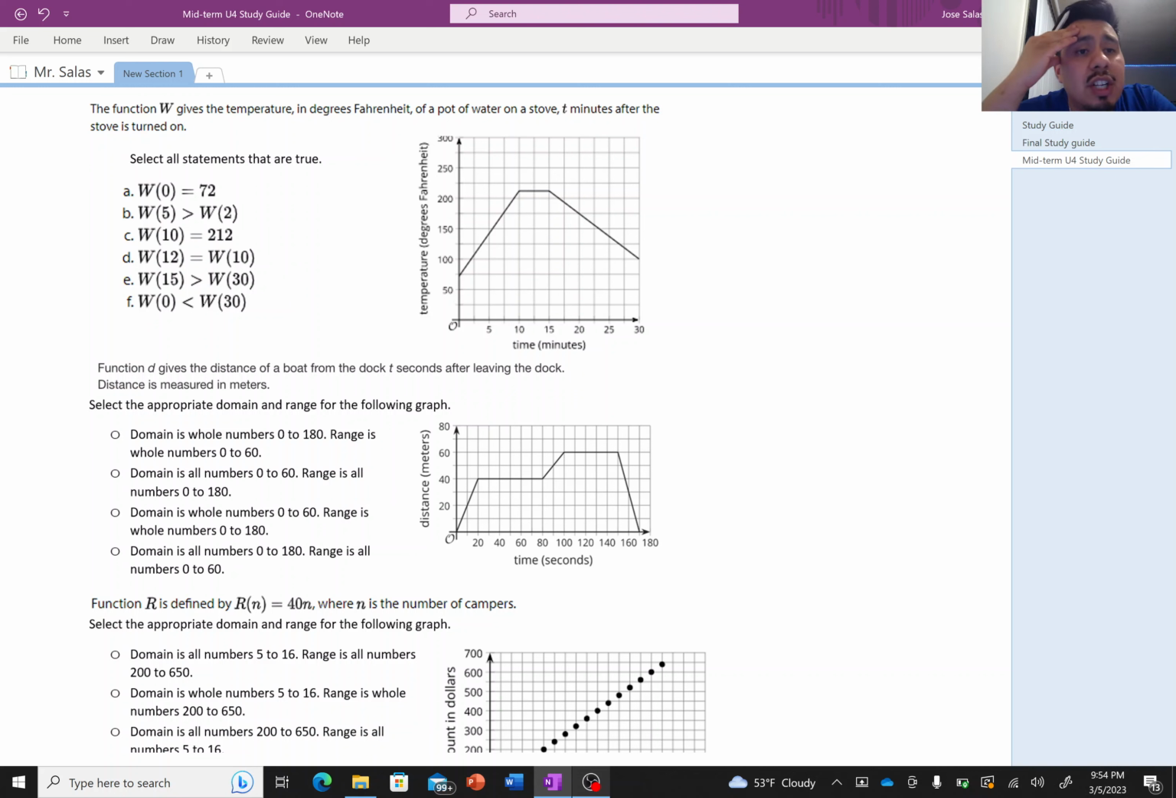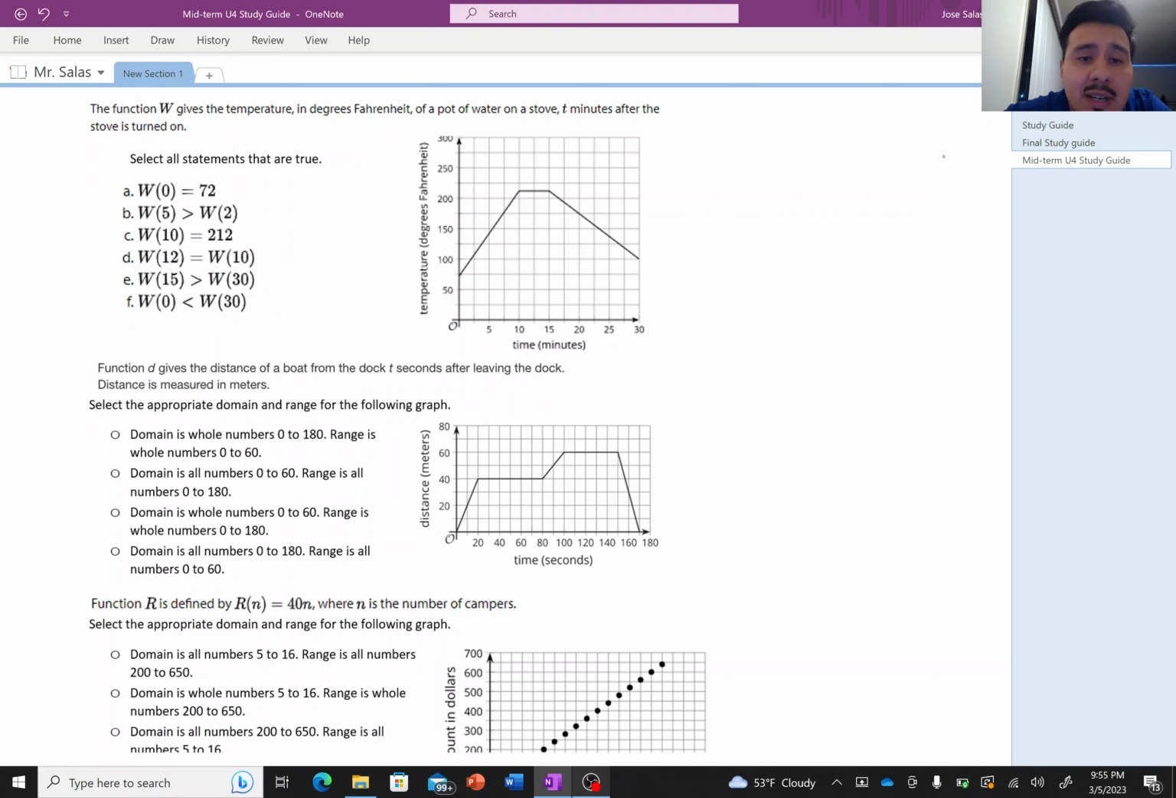The function W gives the temperature in degrees Fahrenheit of a pot of water on a stove T minutes after the stove is turned on. We're going to select all the statements that are true. So let's see. Starting with A, W of 0 is equal to 72.